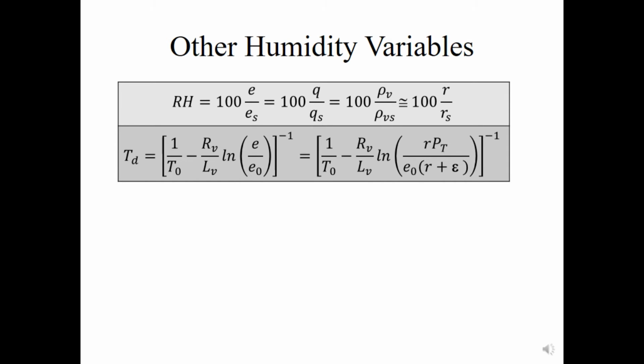And in this particular formula, T naught is our reference temperature of 273.15 Kelvin, and our E naught is our reference value of 0.6113 kilopascals for the reference water vapor pressure. And then you have RV and LV, which you should be familiar with at this point.